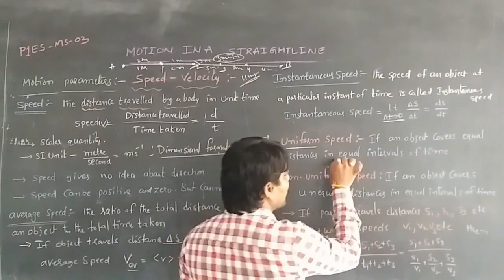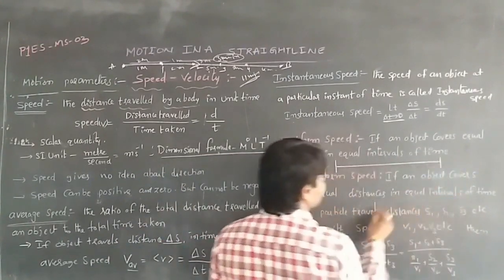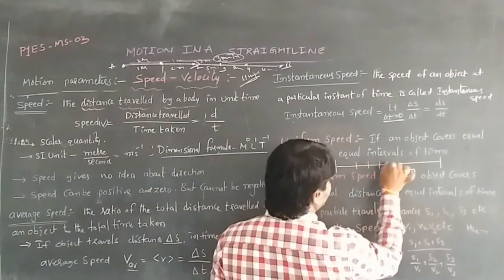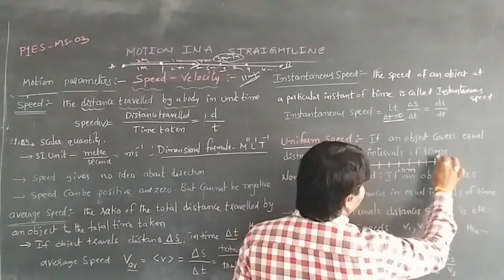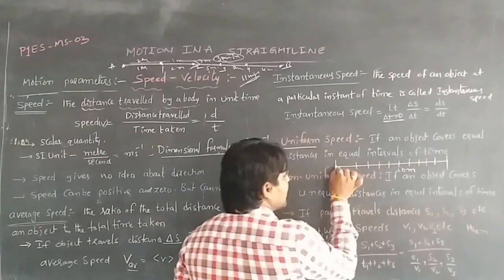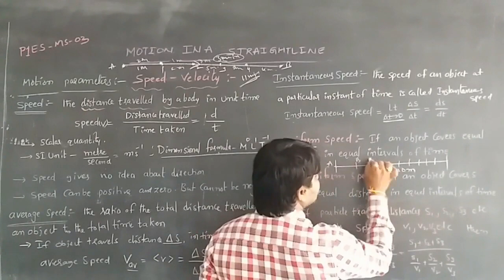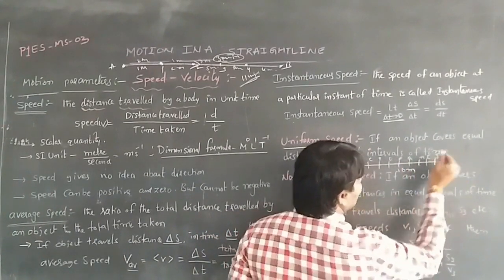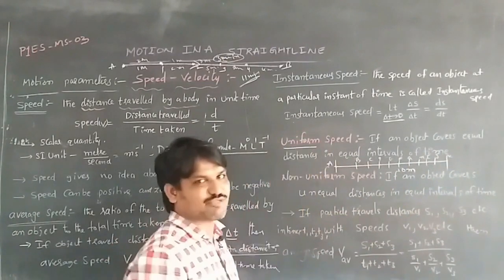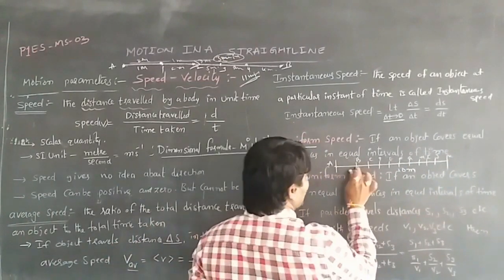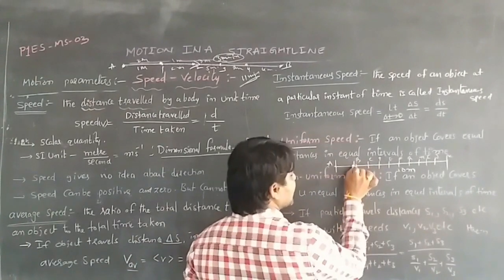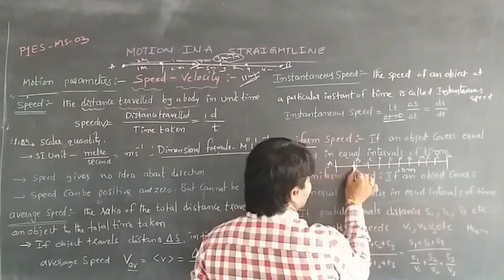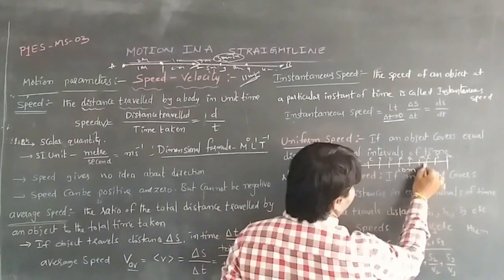If the body is traveling from this place to this place, consider it as 10 meters: 1, 2, 3, 4, 5, 6, 7, 8, 9, 10. It is moving through the points A, B, C, D, E, F, G, H, I, J, K, which partition the distance equally. So if the body travels from A to B, it is a 10 meter distance divided into 10 partitions.